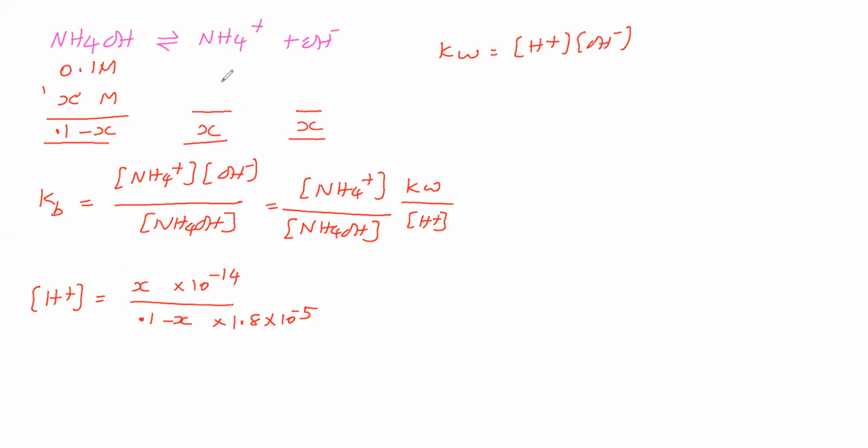Shall we say that this x and this x are equal? Therefore, in the place of x, we can write OH minus concentration. Isn't it? OH minus concentration means Kw by concentration of H plus. Therefore, let us square it. Now we will cancel x. Have we got the idea? Okay, we have cancelled x.